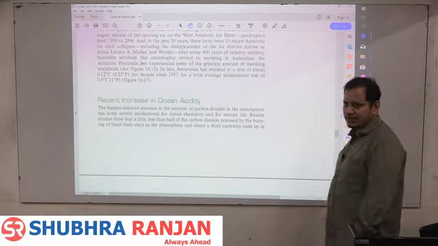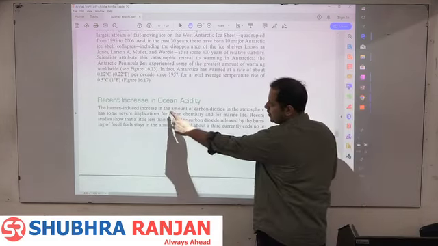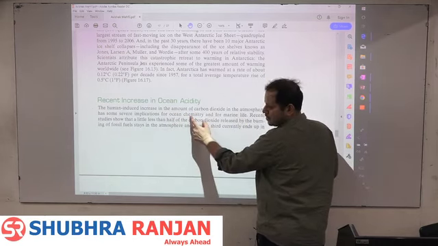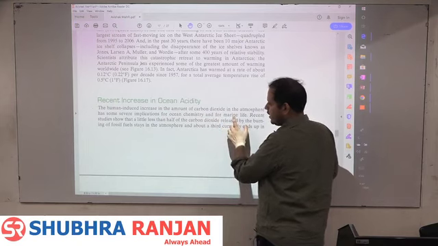And increase in the ocean acidity. The human increase in the amount of CO2 in the atmosphere has several implications for ocean chemistry and for marine life.